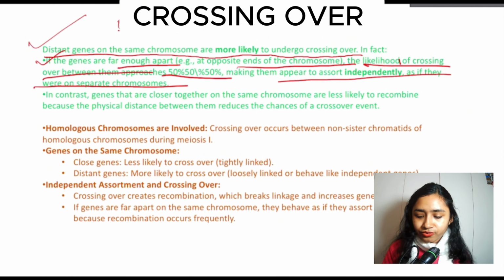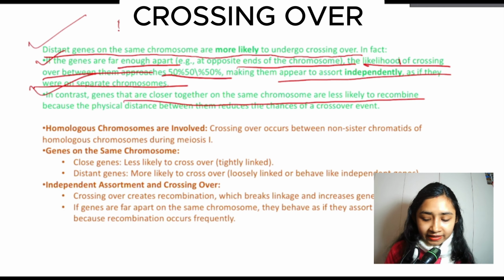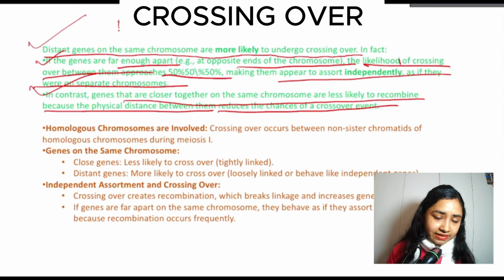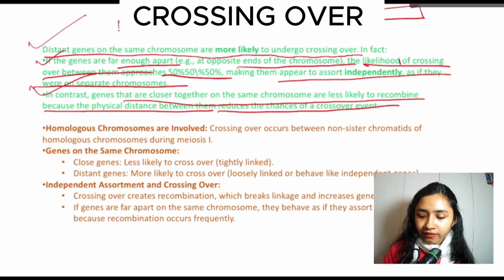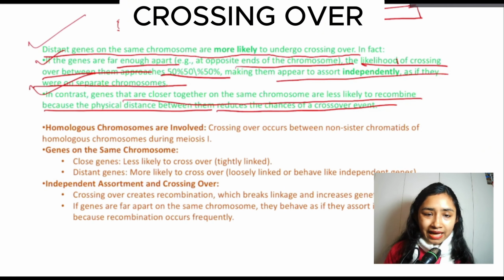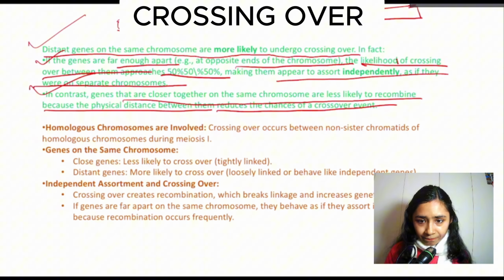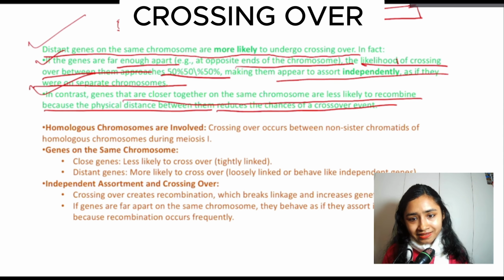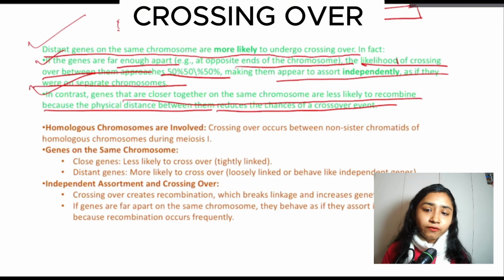In contrast, genes that are closer together on the same chromosome are less likely to recombine, because the physical distance between them reduces the chances of a crossover event. If two genes are very closely spaced, there is no point of crossing over. For a crossing over event to happen, you need to have a physical space between them. So when genes are very closely spaced, they are less likely to recombine.